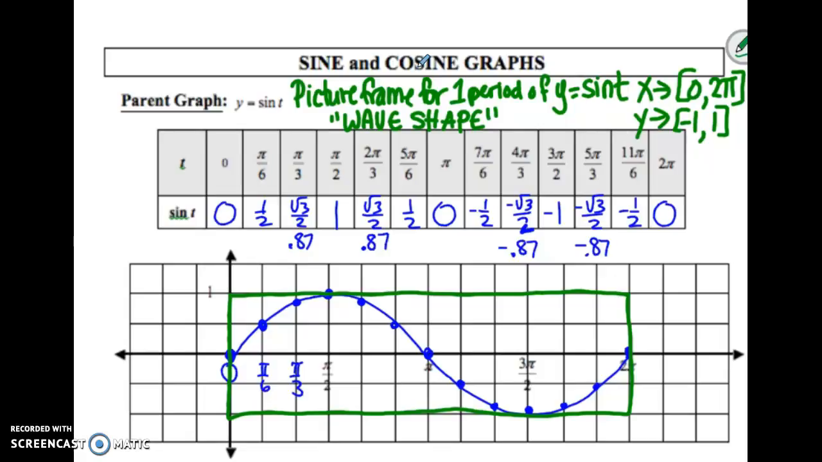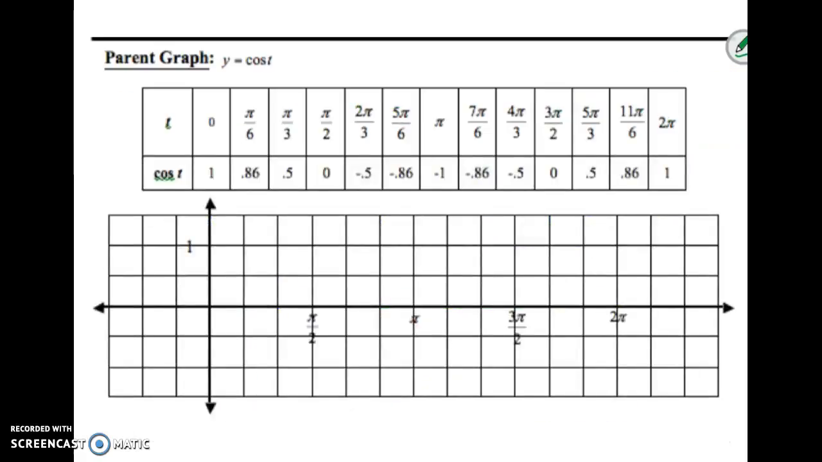Now let's take a look at the parent graph for cosine. So as you can see here, the values have already been put into my table, the same values that you would get going around the unit circle, grabbing the x values from the ordered pairs. And I've already got the scale on my x-axis and on my y-axis, so I'm ready to plot the points. This time, when t is 0, cosine is 1. So it doesn't start at 0 like sine does. It starts up at 1.